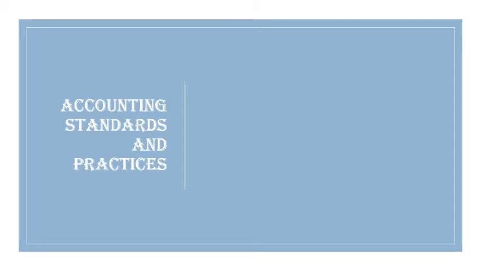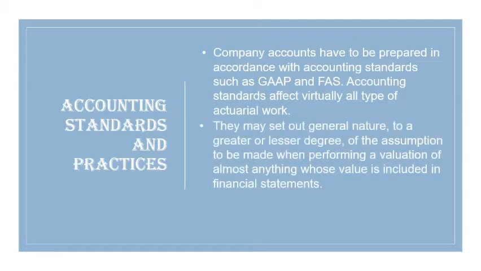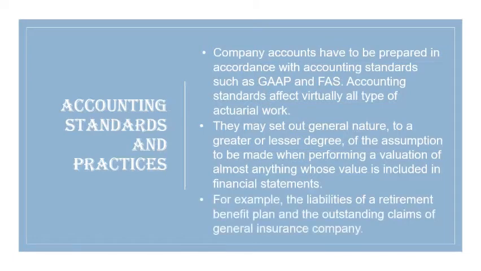Accounting standards and practices. Company accounts have to be prepared in accordance with accounting standards such as GAAP and FAS. Accounting standards affect virtually all types of actuarial work. Moreover, they may set out the general nature, to a greater or lesser degree, of the assumptions to be made when performing evaluation of almost anything whose value is included in financial statements. For example, the liabilities of a retirement benefit plan and the outstanding claims of a general insurance company.